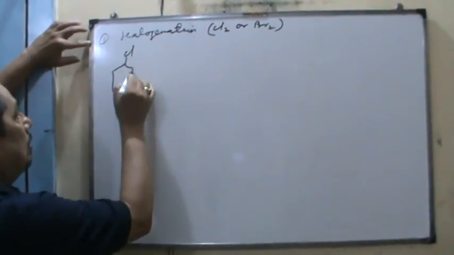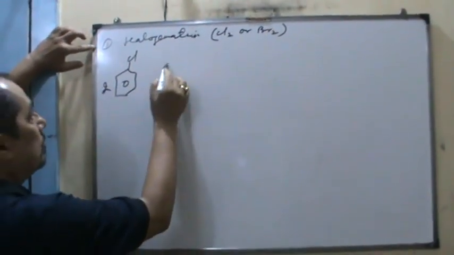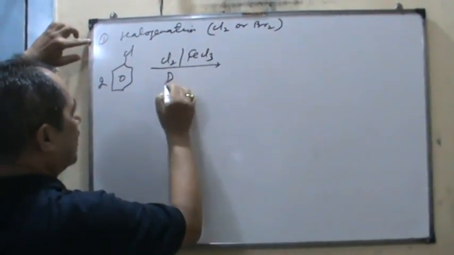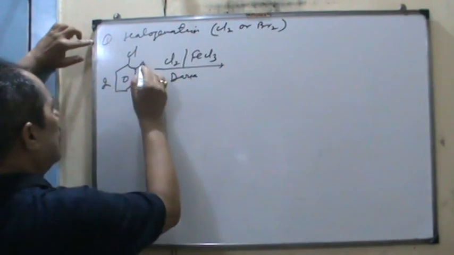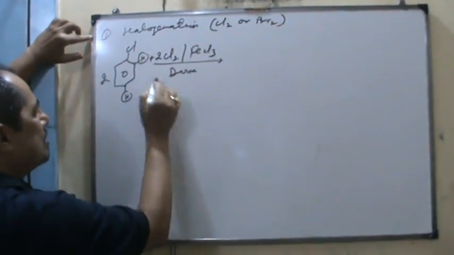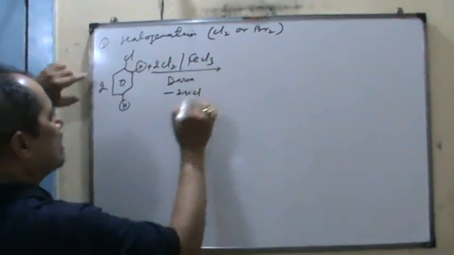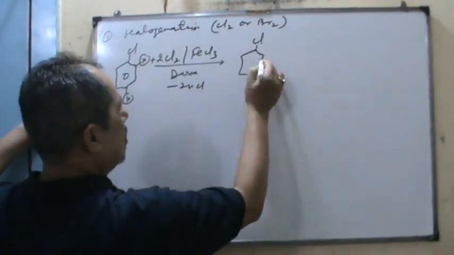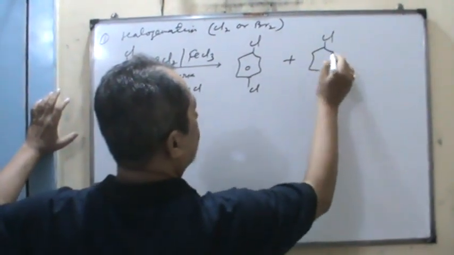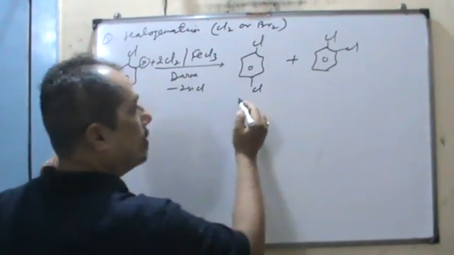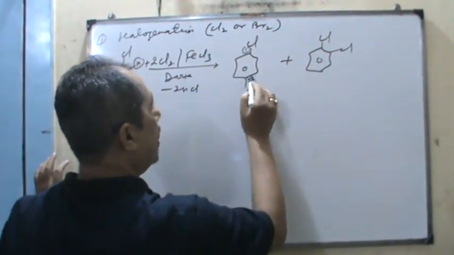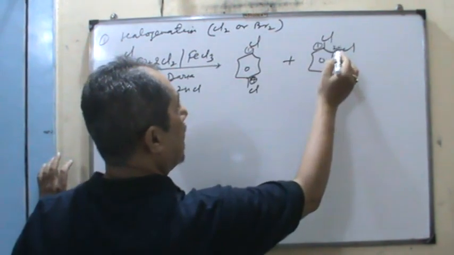Chlorobenzene whenever it undergoes chlorination in presence of FeCl3 in dark condition, then we replace one H from this point and this point. To balance this reaction, take twice HCl. One is the para-chloro and other is the ortho-chloro. 1,2 dichlorobenzene and 1,4 dichlorobenzene.